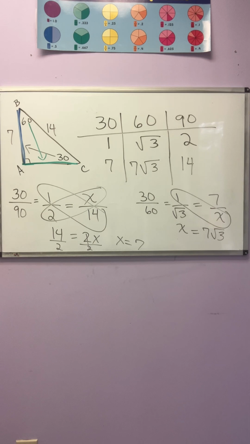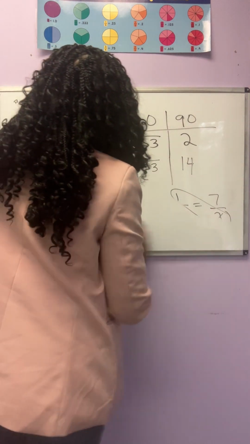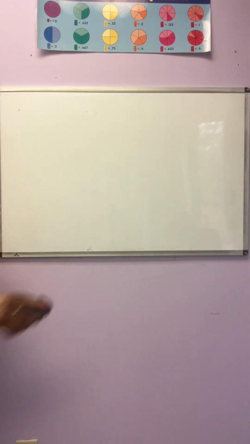All right, let's try another one. This one is the 45, 45, 90 triangle. That has a slightly different rule, but a similar idea.